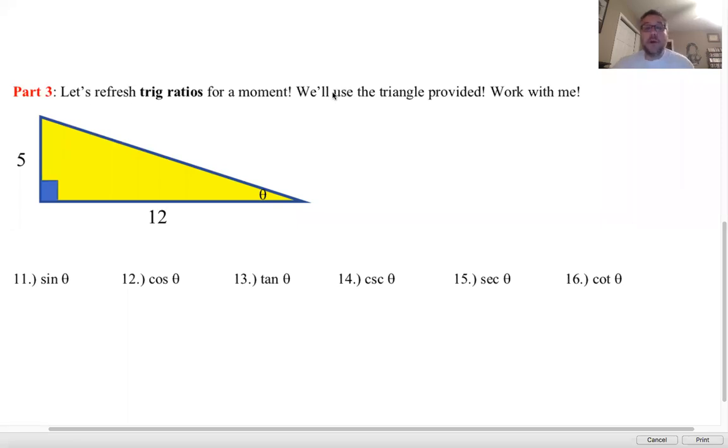In part 3, we're going to review trigonometric ratios, which are sine, cosine, tangent, and the reciprocal ones, cosecant, secant, and cotangent. This went pretty good, but there were some problems on the last assignment. So let's brush it up a little bit.